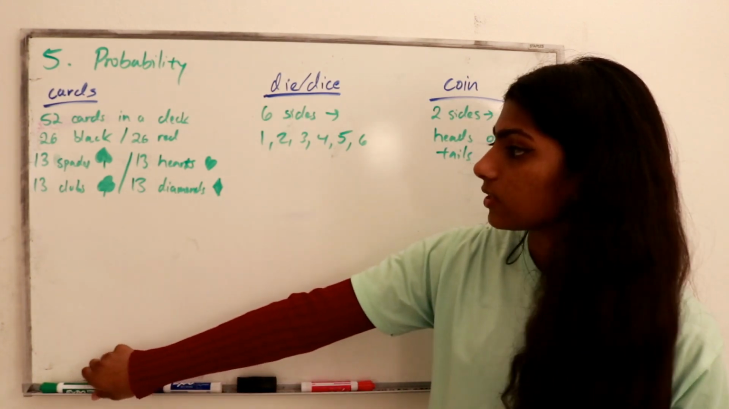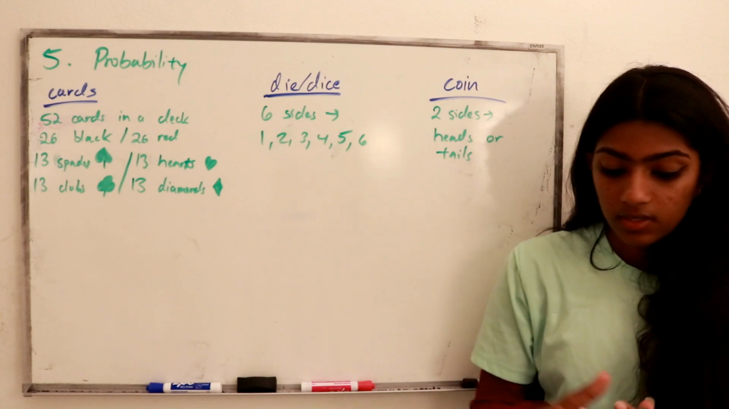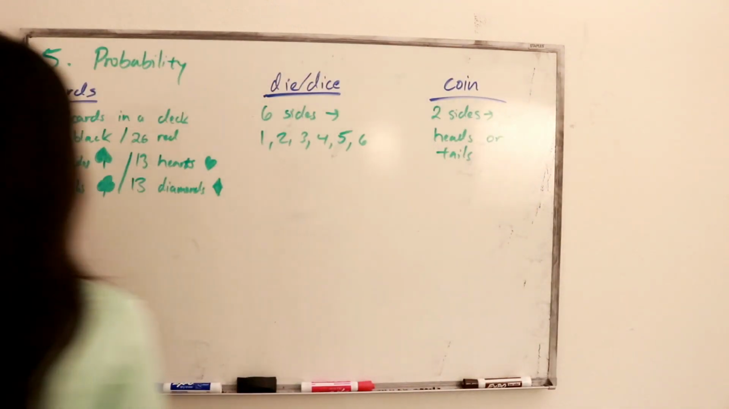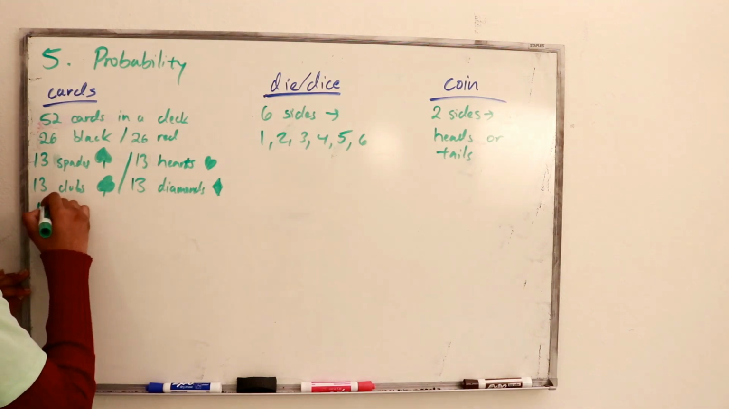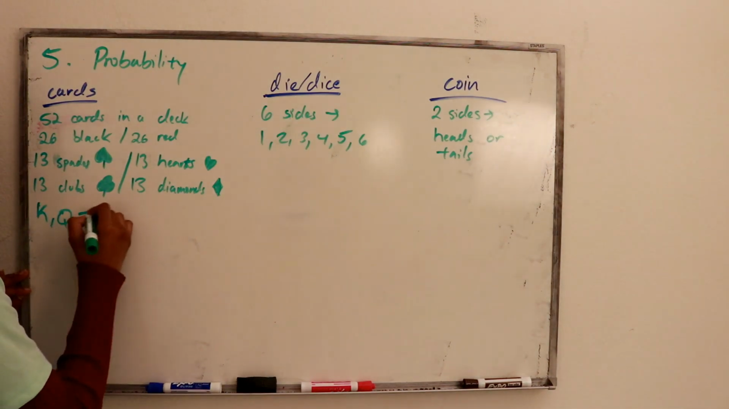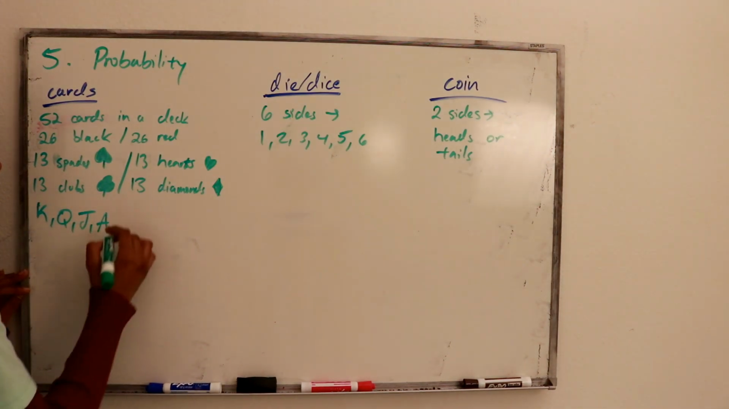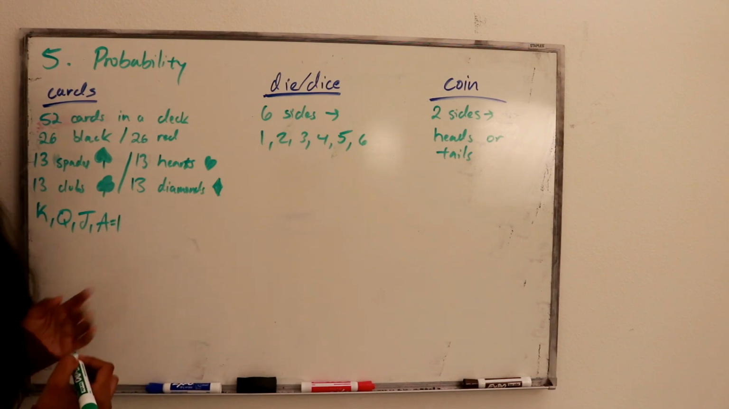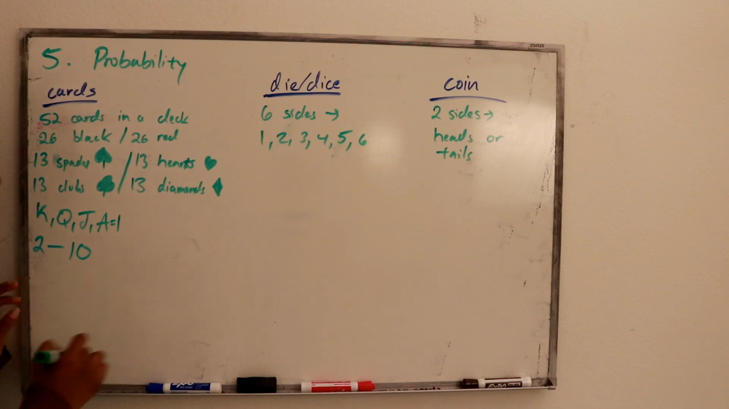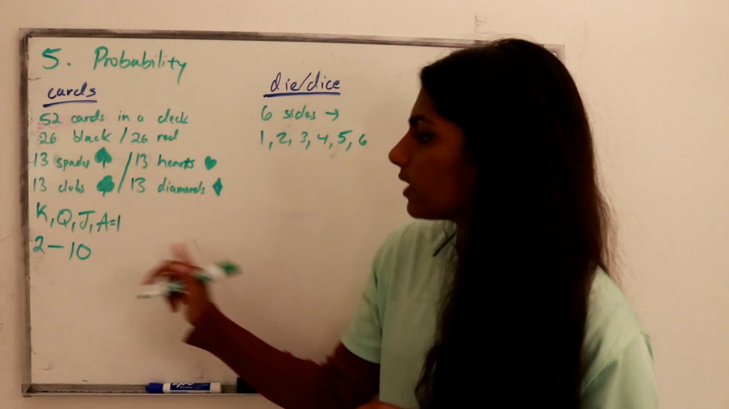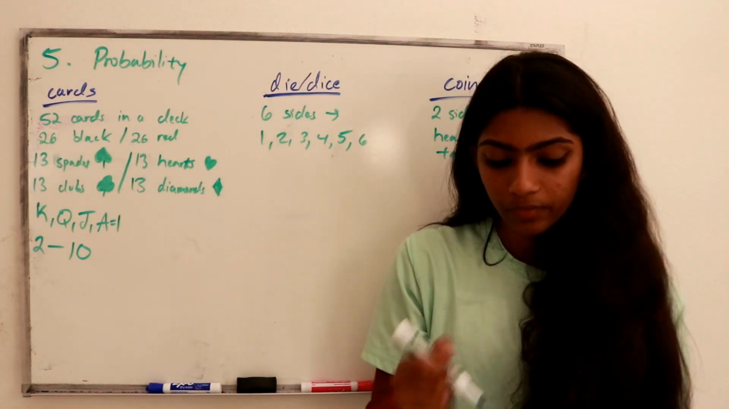Also, a really important thing to note is that in each of these 4 suits, there is always going to be a king, a queen, a jack, and an ace, which is equal to just a 1. And then after that, they'll have all the numbers from 2 all the way to 10. And same thing with the red. So it's going to be for all of them.